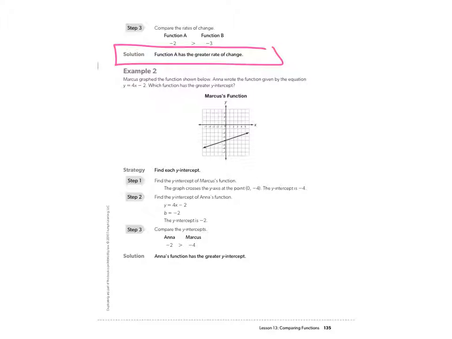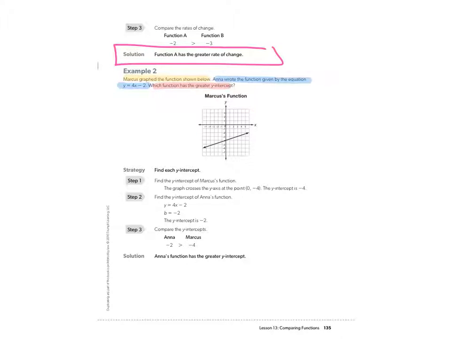Let's look at example 2. It says Marcus graphed the function shown below. Anna wrote the function given by the equation y equals 4x minus 2. Now this question says, which function has the greater y-intercept?